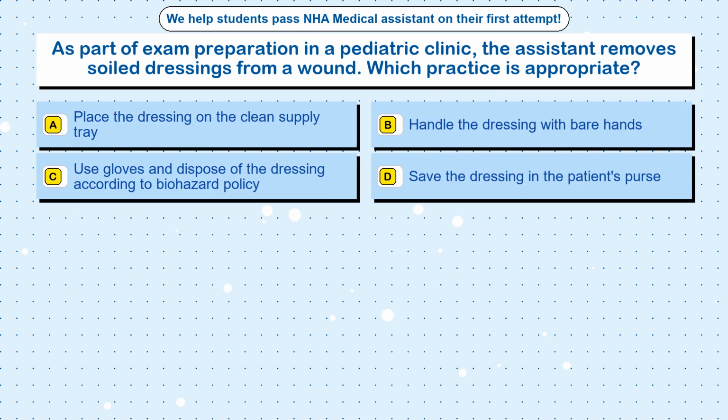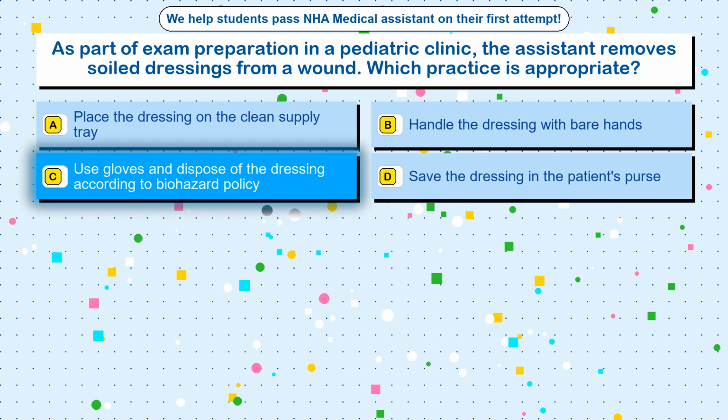Question 97. As part of exam preparation in a pediatric clinic, the assistant removes soiled dressings from a wound. Which practice is appropriate? Option A, place the dressing on the clean supply tray. Option B, handle the dressing with bare hands. Option C, use gloves and dispose of the dressing according to biohazard policy. Option D, save the dressing in the patient's purse. The correct answer is option C, use gloves and dispose of the dressing according to biohazard policy.